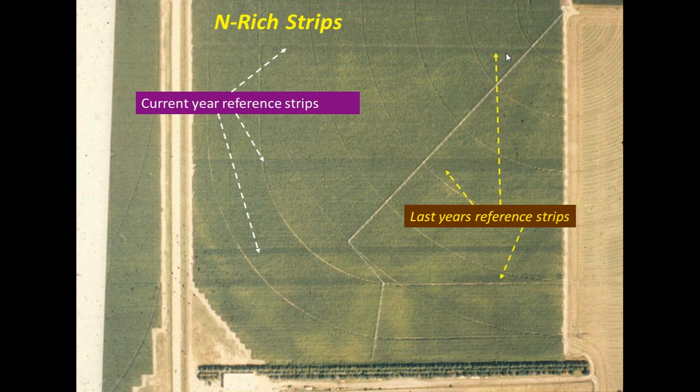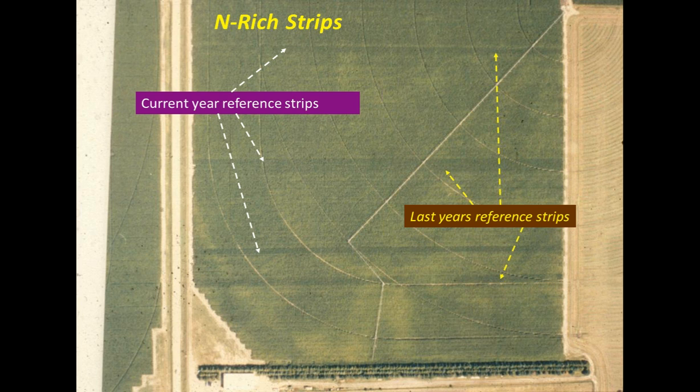The high nitrogen strips in the upper part of the picture were on top of each other. In the middle of the field, they were adjacent to each other. And finally, at the bottom of the picture, they were offset quite a bit. So you can see that those high nitrogen strips, in some cases, disappeared. In other places, they hung on for a couple of years.